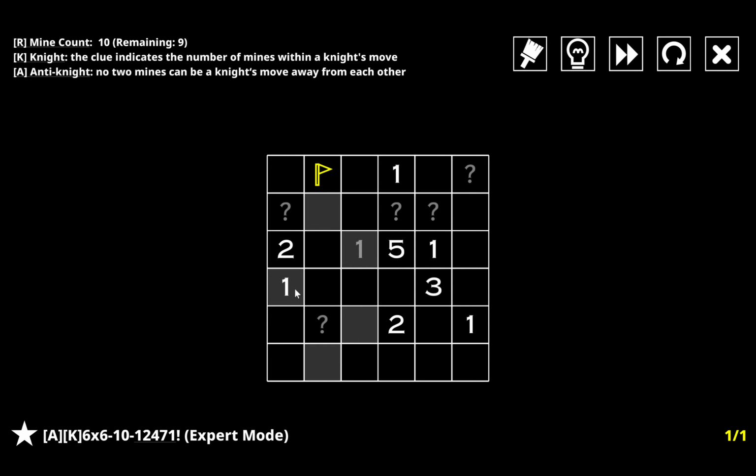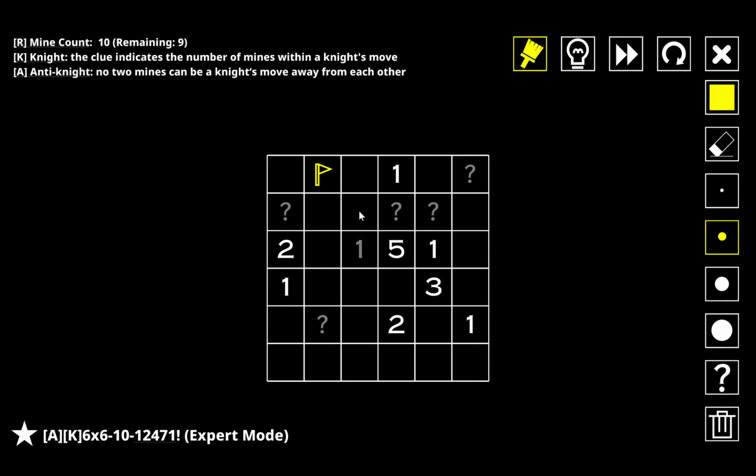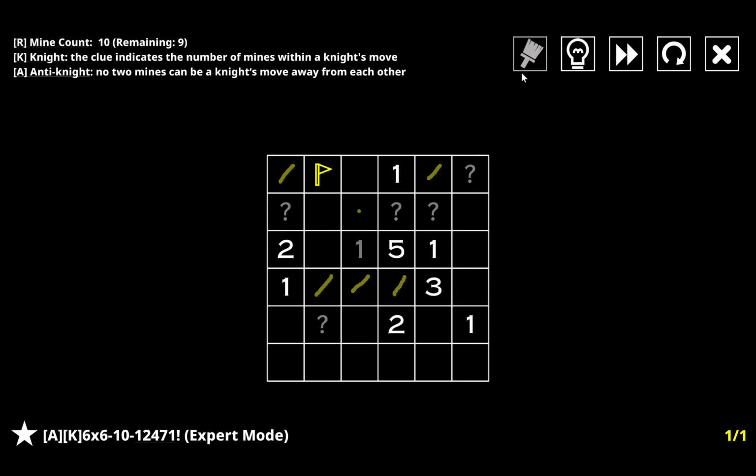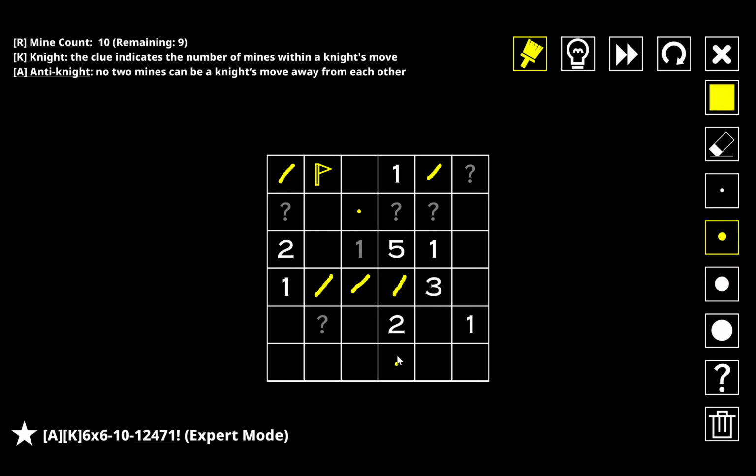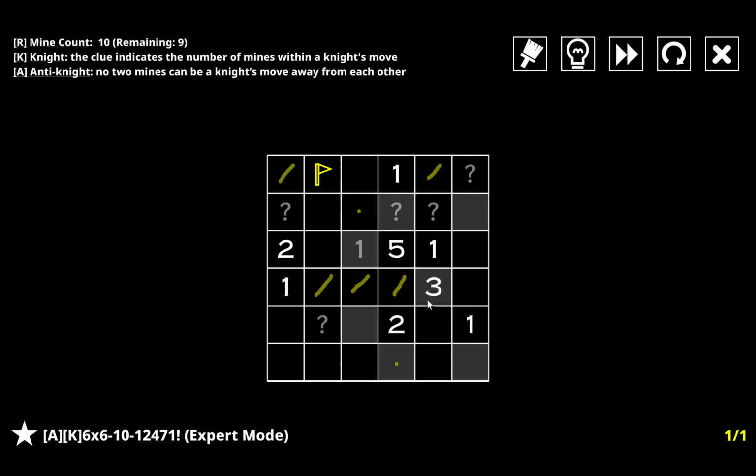I guess I'll start with something easier, like the 2 ones, for instance. Or maybe the 1 if the 2 cases don't give us any information on their own. We'll first start by assuming this one up here is a mine. And then that gives us all of that. Also that this one down here is a mine. And, okay, is that all it gives us? Yeah, kind of looks like it.